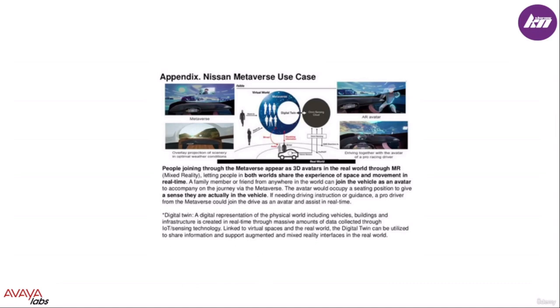So, people joining through the Metaverse appear as 3D avatars in the real world through mixed reality, letting people in both worlds share the experience of space and movement in real time. A family member or friend from anywhere in the world can join the vehicle as an avatar to accompany you on the journey. The avatar occupies a seating position to give a sense of where they actually are in the vehicle.